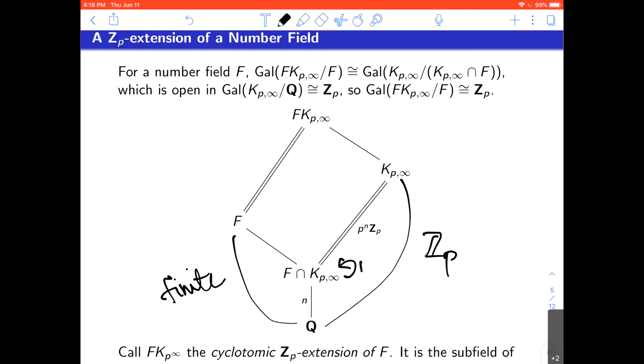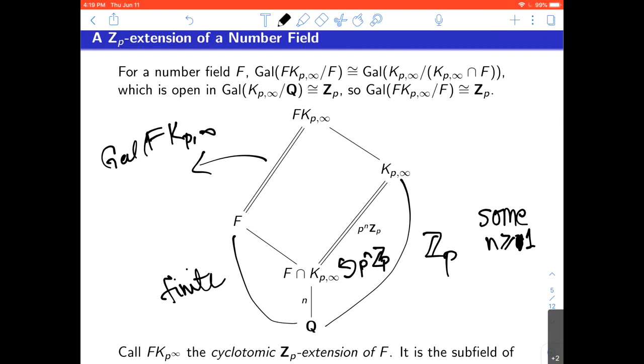So the Galois group of K_{p^∞} over that intersection for some n, who knows what it is. And so therefore, this Galois group here, just like in finite Galois theory, you can do this translation. This will be isomorphic to Z_p because all closed subgroups inside Z_p other than zero are actually isomorphic to Z_p.